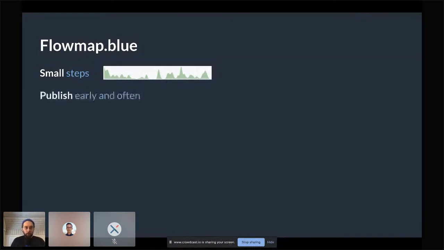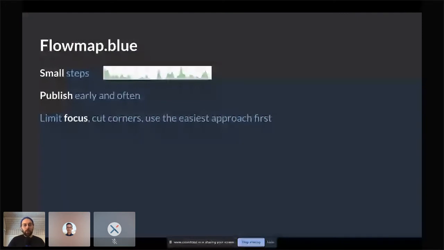It's good to publish early and often to get feedback and to see how the tool is used and to adjust accordingly. It's good to limit focus, not try to satisfy every possible use case, but try to make decisions on what to focus. Also cut corners and use the easiest approach first, then get some feedback, improve and update.